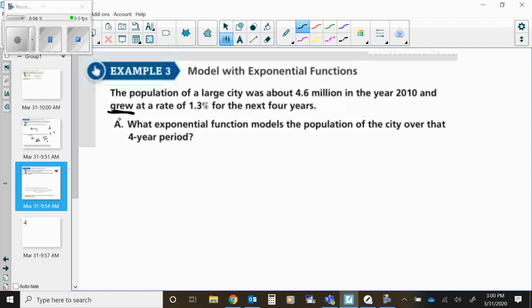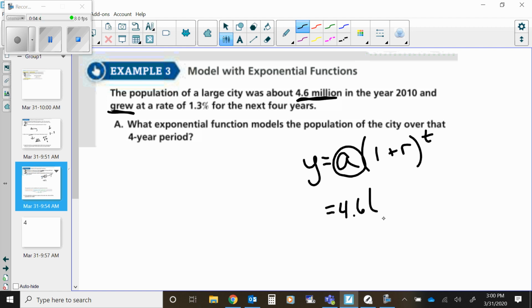It's a growth. So it's going to be y equals a, which is our initial, whatever we started with, times 1 plus r to the t power is what we used. So we're going to fill in all these things that they gave us. The a is the initial. Well, what did it start at? It started at 4.6 million. So this is going to be 4.6.